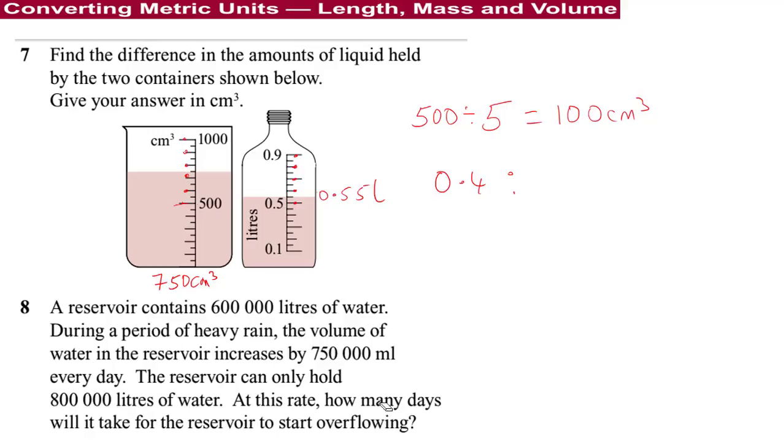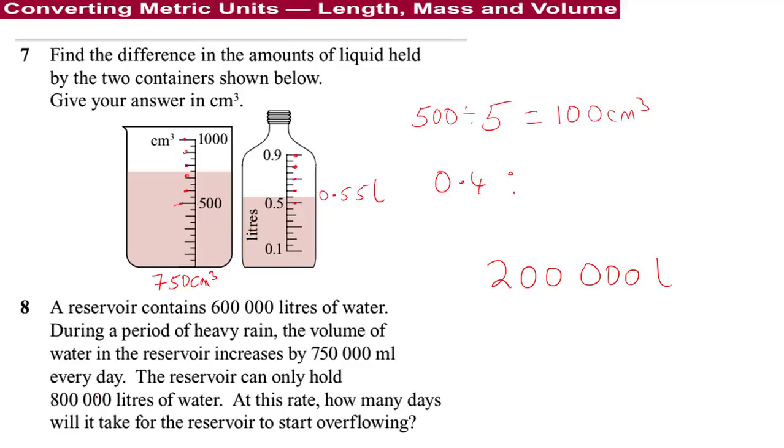So at this rate, how many days would it take for the reservoir to start overflowing? The first thing I need to do is to get the difference. How much more space is left? Okay. So if it's a 600 and it can go up to 800, it means that we only have 200 left to be occupied. So you do 800 take away 600, which is 200.